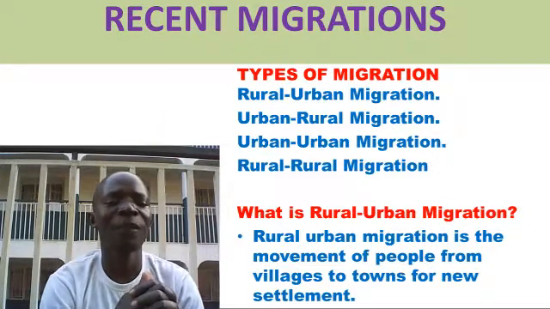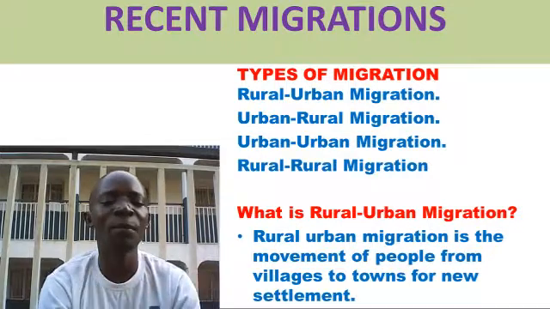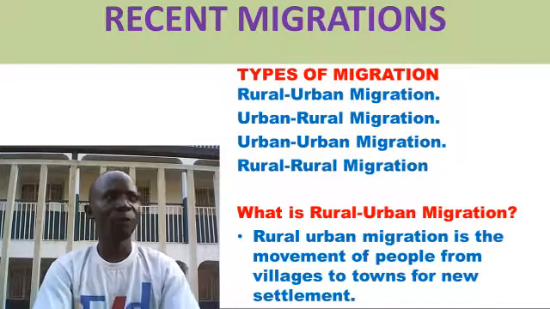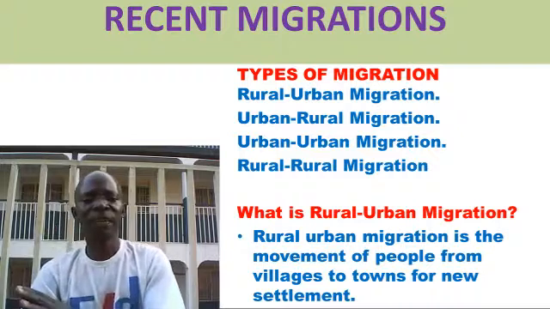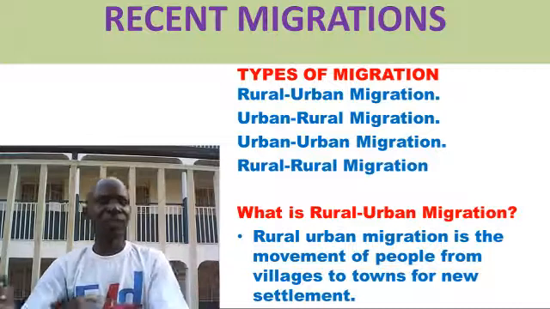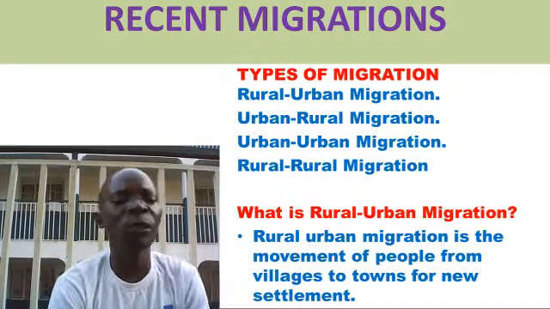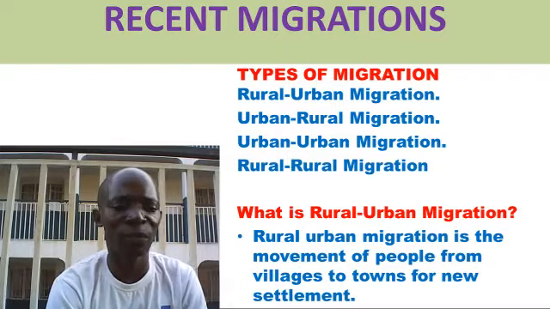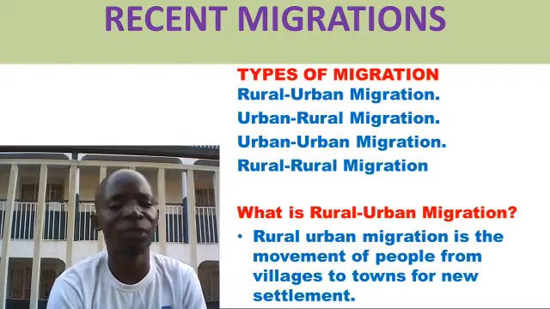Rural-urban migration is the movement of people, remember, with their property, from villages to towns, looking for new settlement. Not going and then coming back in the evening. That is not migration. That's transport.